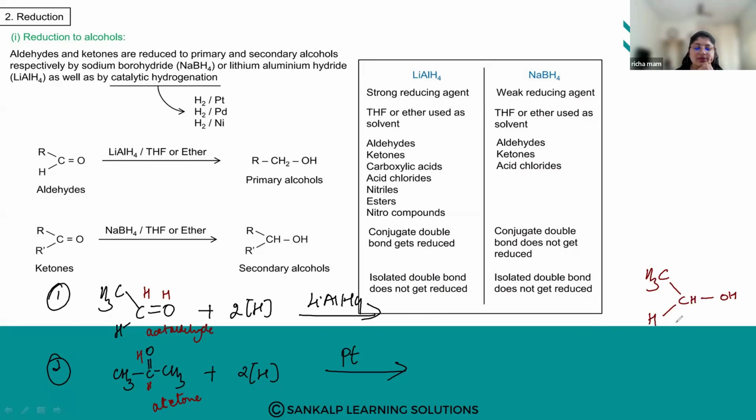Now across this one hydrogen and here one hydrogen. So what is the name? It is ethyl alcohol. Yes, it is ethyl alcohol.